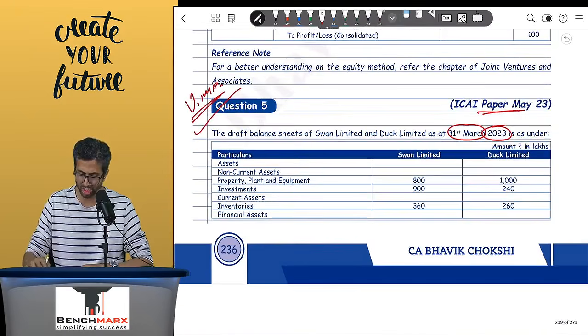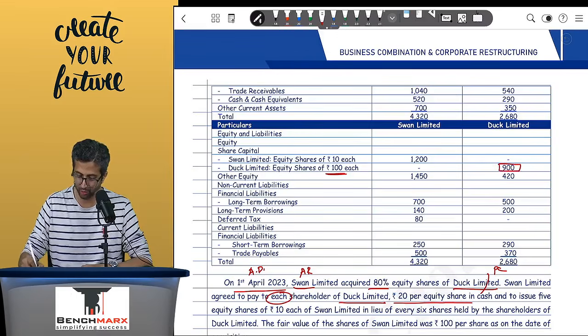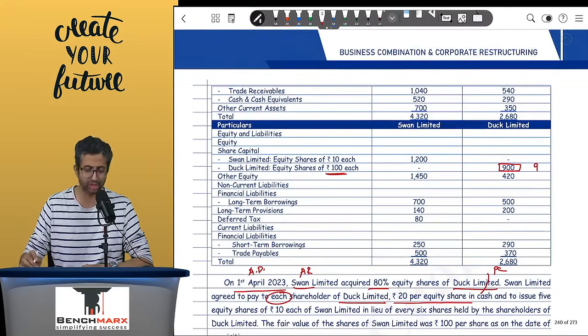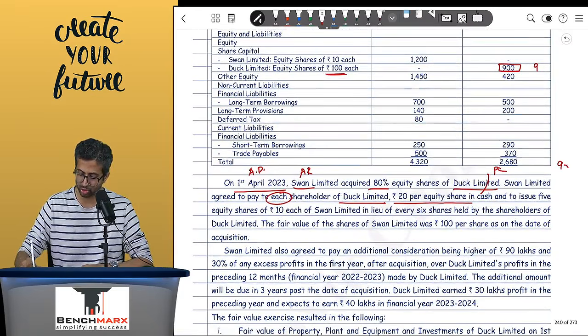So if you look at the number of shares over here, it appears that Duck has equity shares of rupees 10 each. These are probably 900 shares of rupees 100 each, sorry. And then this is 9. Maybe this is given in lakhs. Yes, this is given in lakhs. So this is 9 lakh shares. And for each of those 9 lakh shares, you are agreeing to pay cash. So this is 9 into 20.